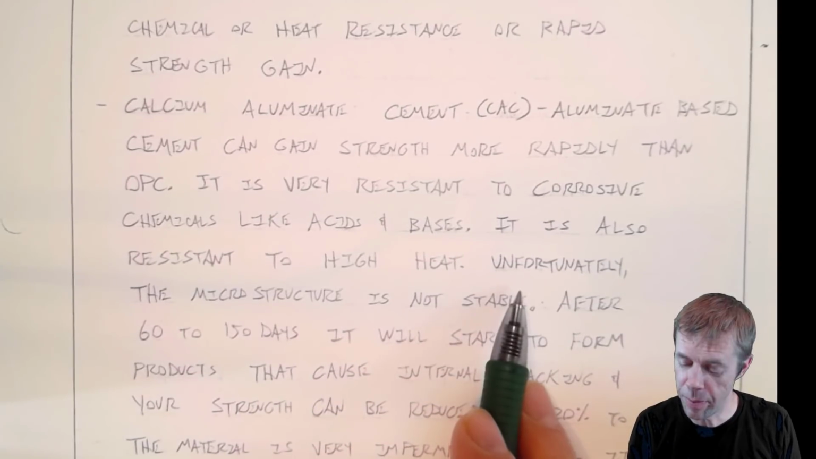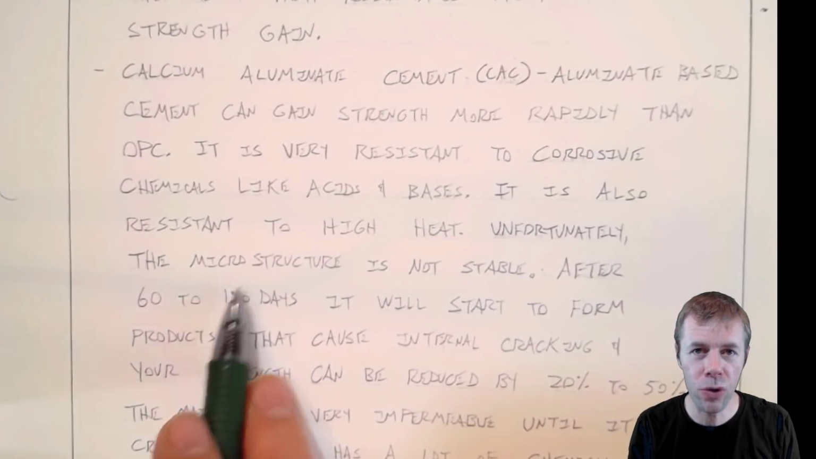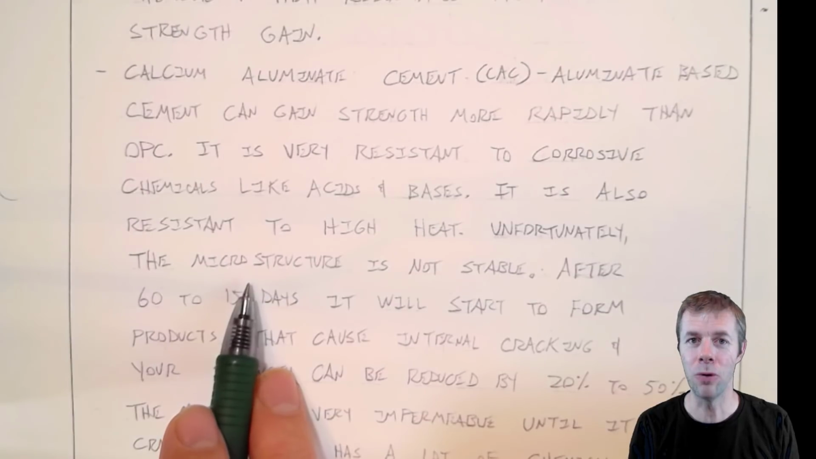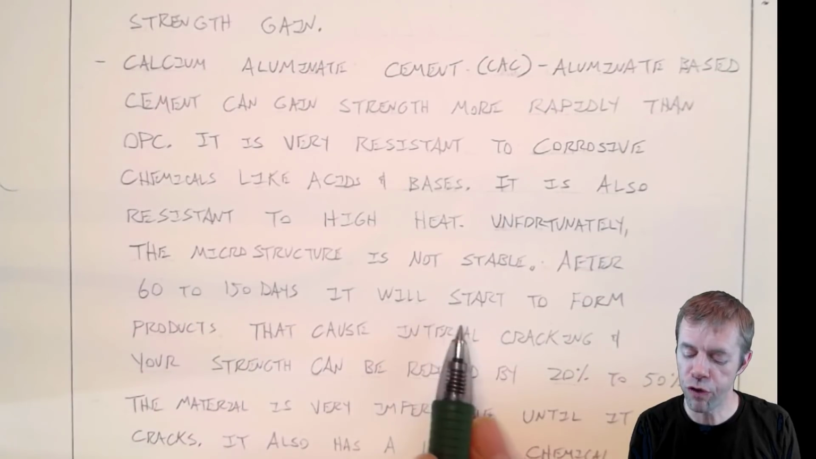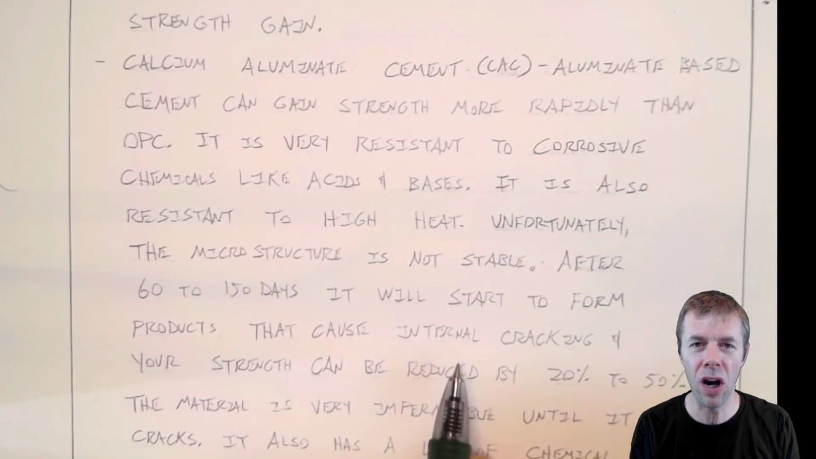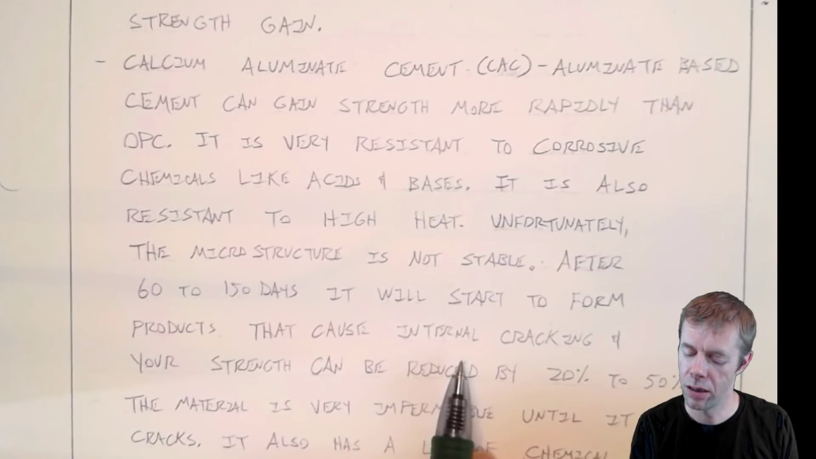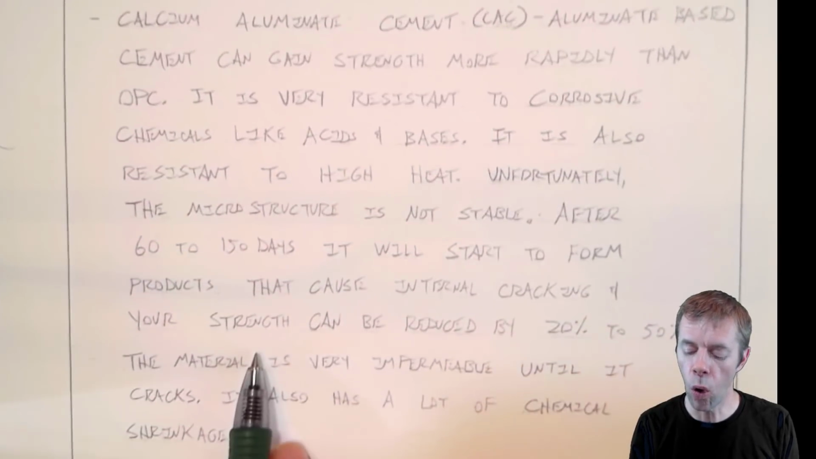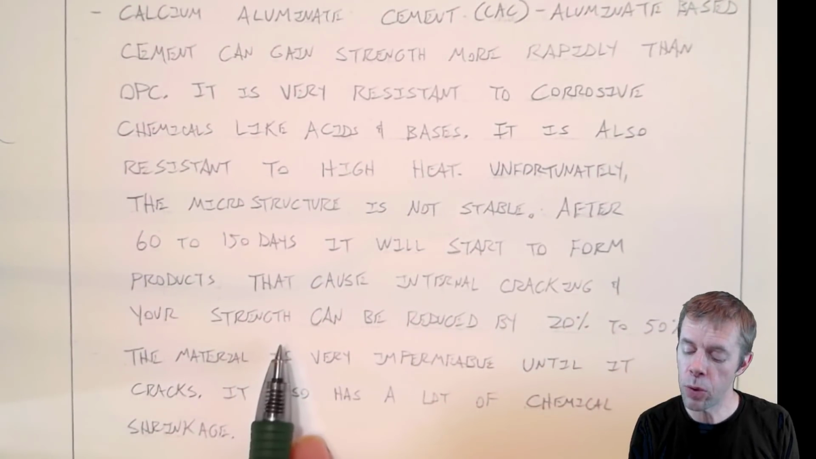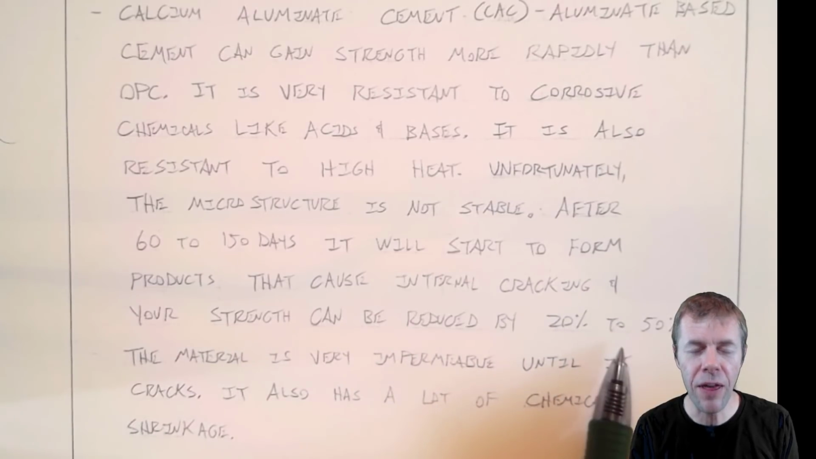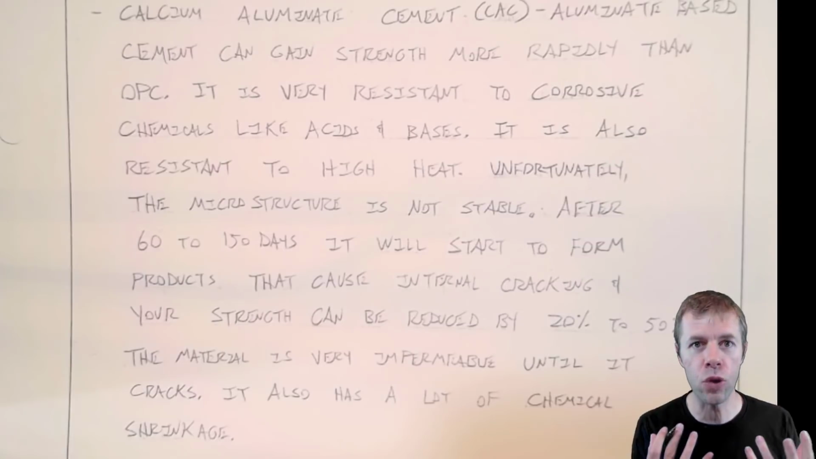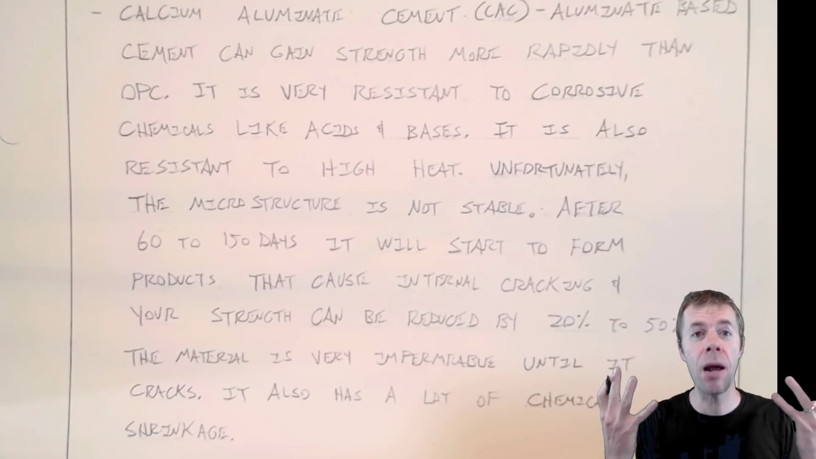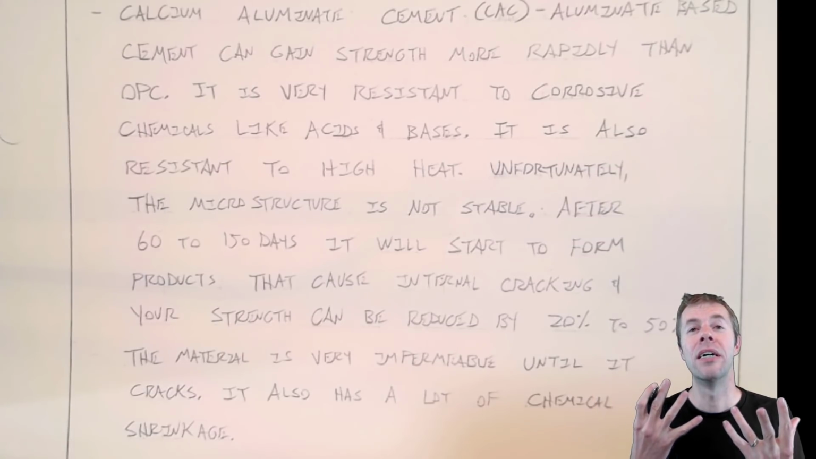Unfortunately, there's some bad news about them though. The microstructure is not stable. After 60 to 150 days, it's actually going to start to form products that are going to cause internal cracking. And your ultimate strength can be reduced by 20 to 50%. That means you could have all the strength you wanted. You tested it at 28 days. You're like, man, I'm doing great.